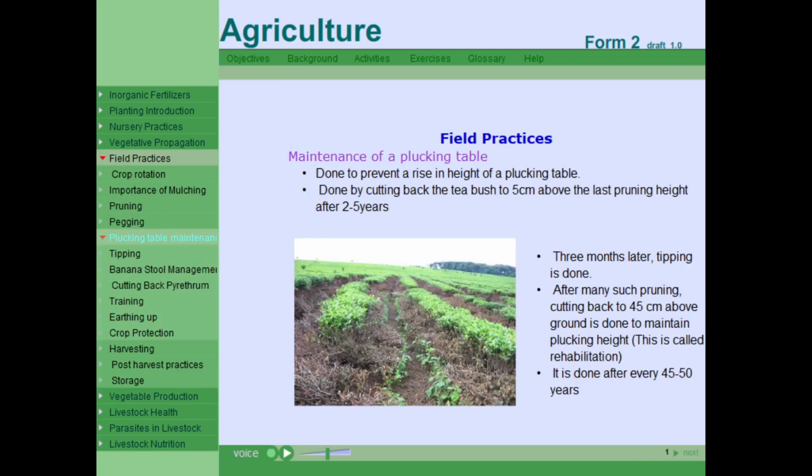Maintenance of a plucking table. Done to prevent a rise in height of a plucking table. Done by cutting back the tea bush to 5 centimeters above the last pruning height after 2 to 5 years. 3 months later, tipping is done. After many such prunings, cutting back to 45 centimeters above ground is done to maintain plucking height. This is called rehabilitation. It is done after every 45 to 50 years.